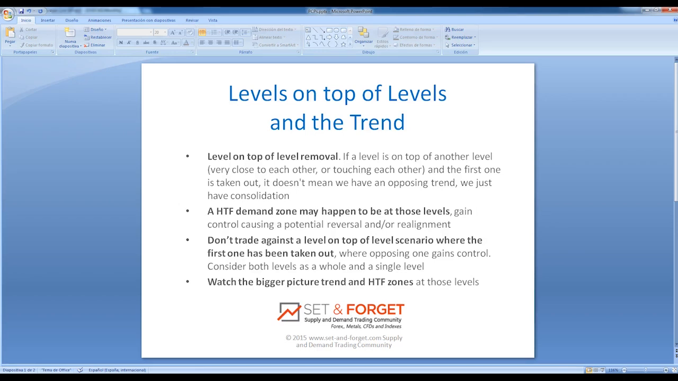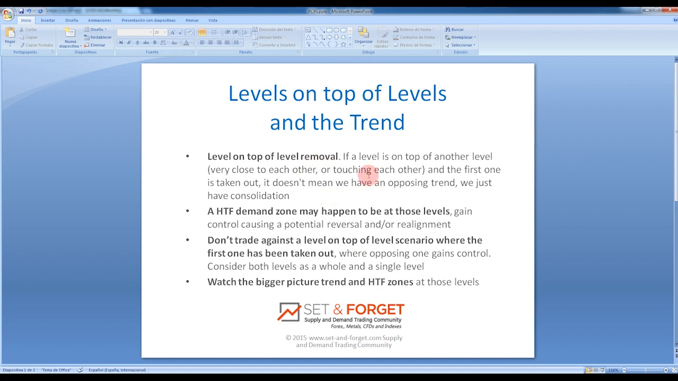This short video will talk about levels on top of levels and what the trend is when one of those levels, or both, have been taken out. A level on top of level removal. Let's talk about that. We're going to take a look at one chart on $CAD so we can see this scenario playing out live right now.